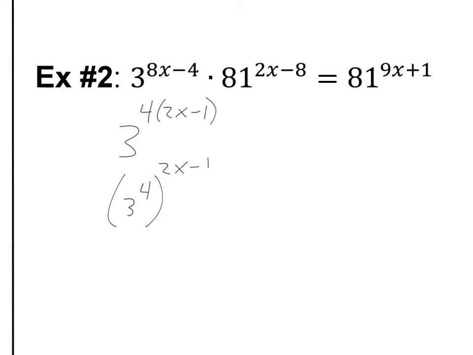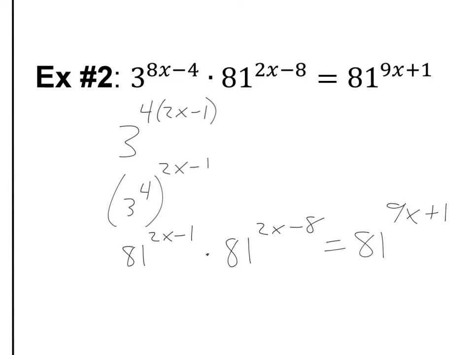Okay, well, I did that because 3 to the 4th is actually 81. And so I could say, hey, this is the same thing as 81 to the 2x minus 1. And now if I brought down all the other terms, we would see everything is in terms of 81. And that's super helpful. We have common bases.